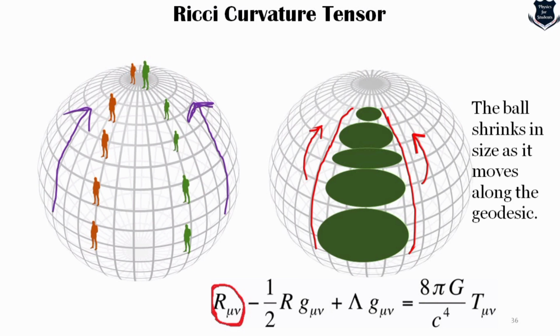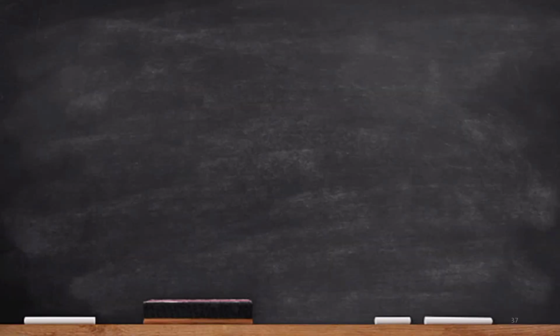So in the Einstein field equation, which we showed you, the ball shrinks in size as it moves, and this change is what is formulated out of the Ricci curvature tensor. Just understand this: the ball shrinks as it moves along this sphere, and that shrinking, or the change, is denoted by the Ricci curvature tensor.